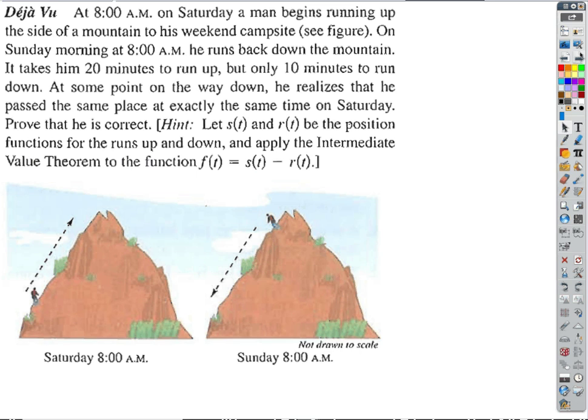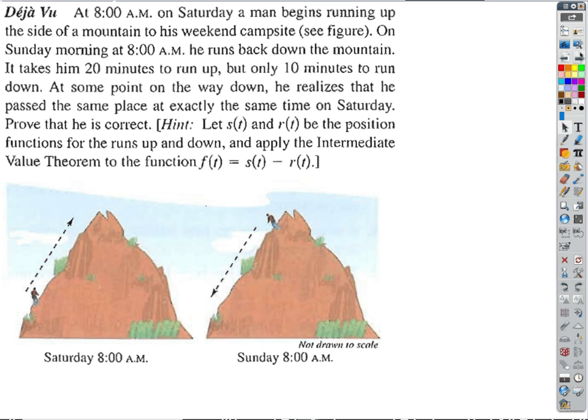So at 8 a.m. on Saturday, a man begins running up to his weekend campsite on the mountain. On Sunday morning at 8 a.m., he runs back down the mountain. It takes him 20 minutes to run up and only 10 minutes to run down. At some point on the way down, he realizes that he passed the same place at exactly the same time. Well, does it have to be that way? Just ignore the math for a second. Do you get a sense that you have to pass by the same place at the same time at least once, or could every place that you pass be at a different time on Saturday versus Sunday?